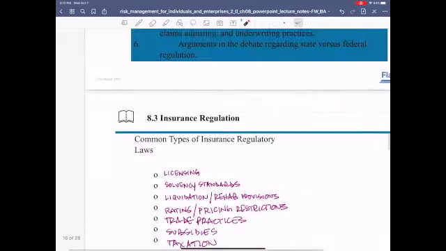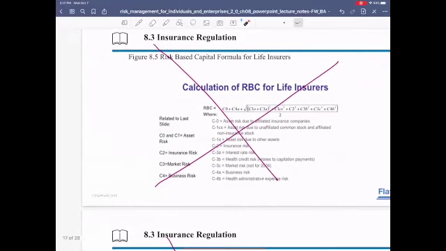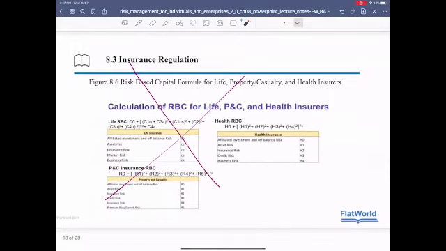There's another one I wanted to talk about. Here's good news: I couldn't care less about the risk-based formula for life insurance companies. Just know that it exists, that we care that insurance companies don't take on too much risk with their life insurance investments, because we need them to be solvent to pay life insurance claims.